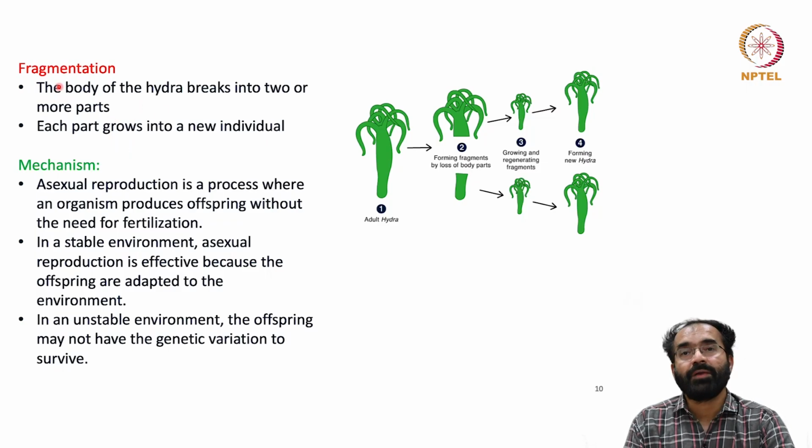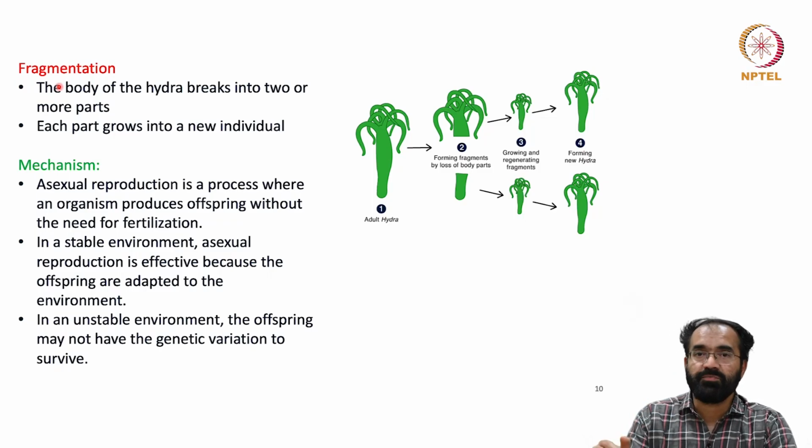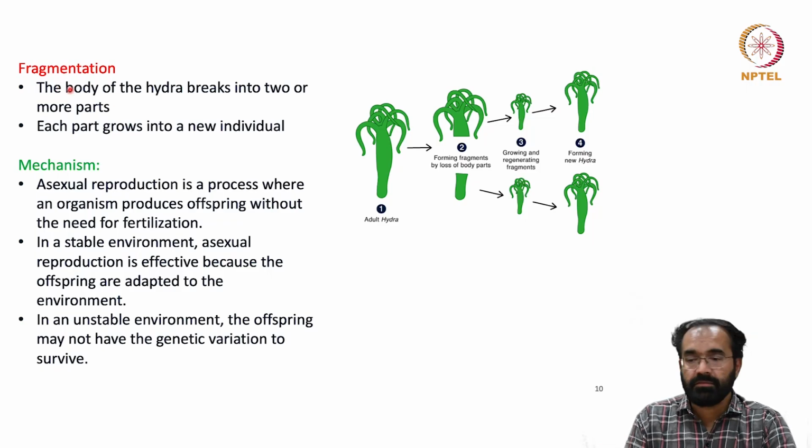Understand, fragmentation does not mean that the Hydra gets into a fixed number of pieces. It can break into 2 pieces, 3 pieces, 4 pieces, randomly, in random shapes. The body of the Hydra breaks into 2 or more parts. Each part grows into a new individual. This is the simple form, as you can see in this picture. There is a Hydra, and it is cut into 2, forming fragments by loss of body parts. The upper part lost its foot, the lower part lost its head. And now each arranges itself into a miniature Hydra, growing and regenerating fragments.